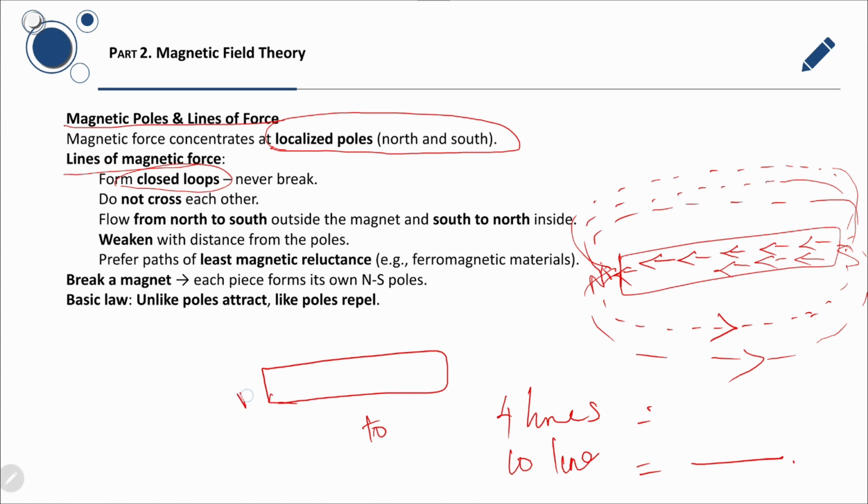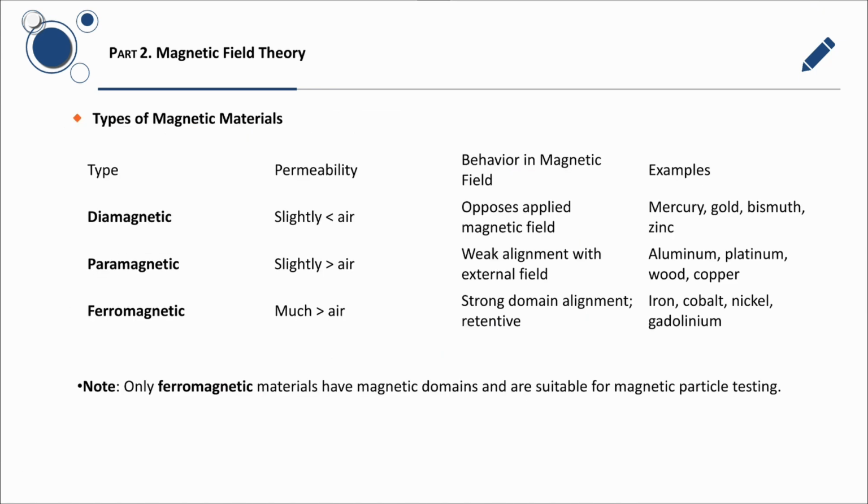If the magnet is broken, then each piece will form its own north and south poles. And remember, unlike poles attract, like poles repel. That means opposite poles always attract. Let's move on to the next slide.